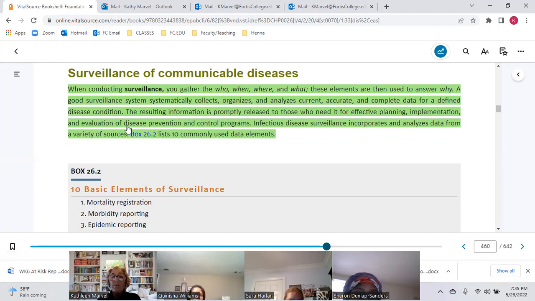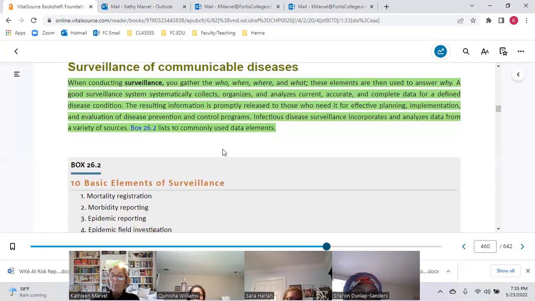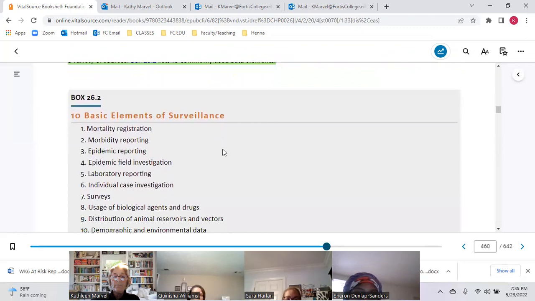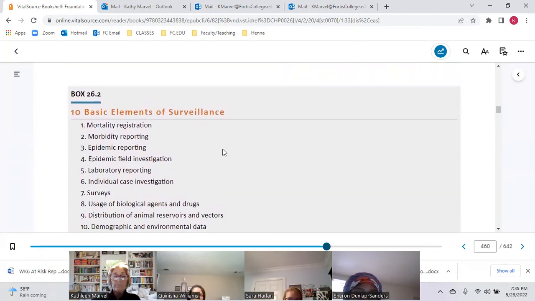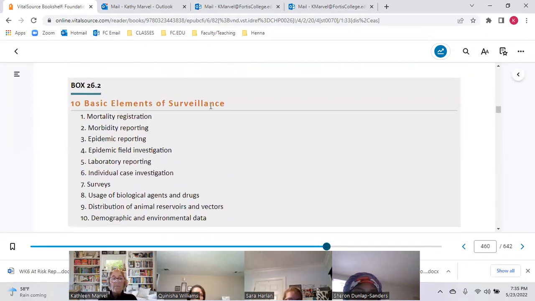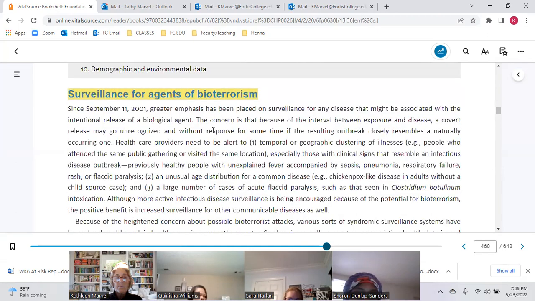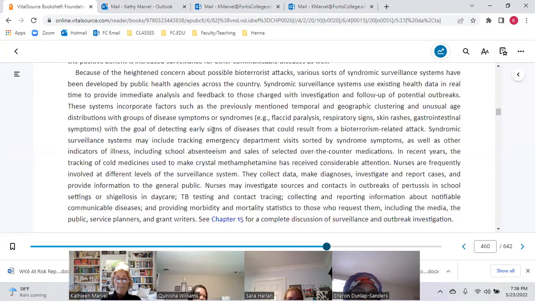Then it asks us to jump to box 26.2 to list the 10 commonly used data elements. So we're going to go there. Okay, so here's the 10 basic elements of surveillance. What are we looking for? Okay, how are we going to gather our information?